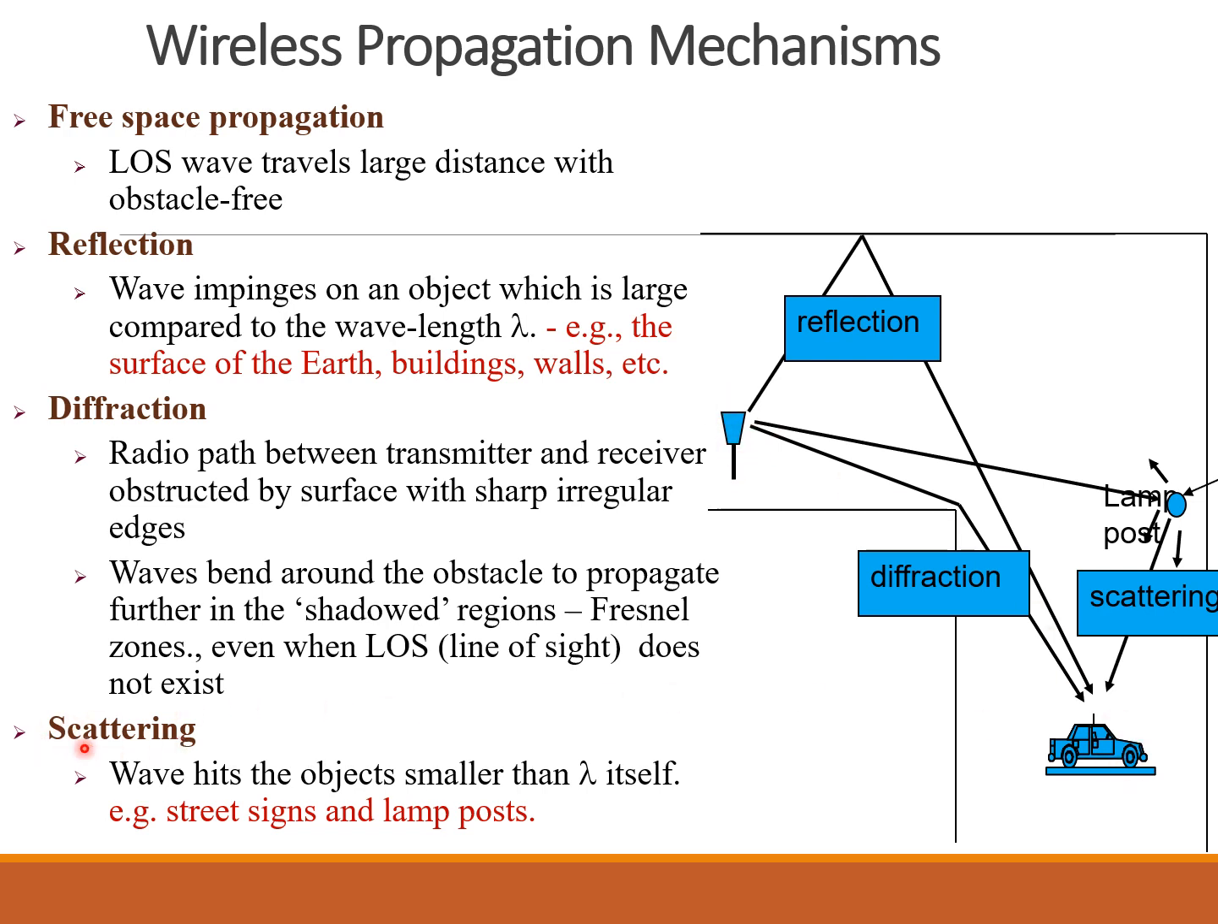Next is scattering. Here the wave hits an object smaller than lambda itself. See here, lampposts or street signs: these objects are smaller than lambda. So that phenomenon is called scattering.